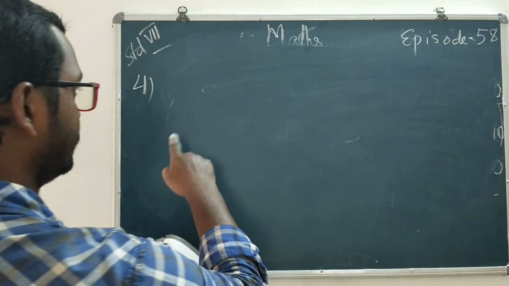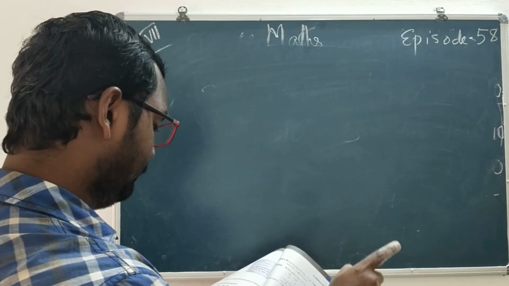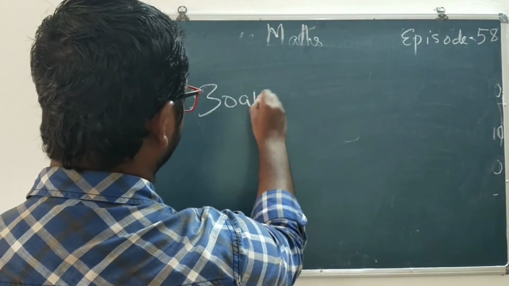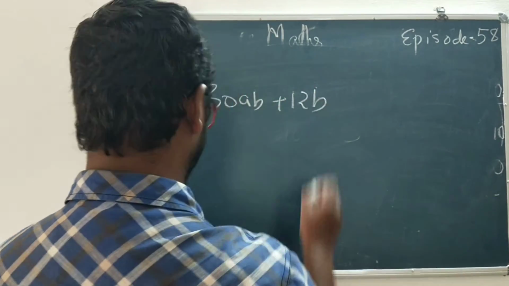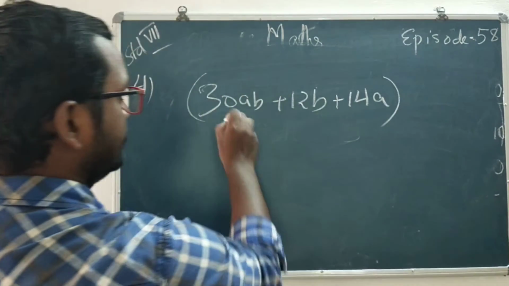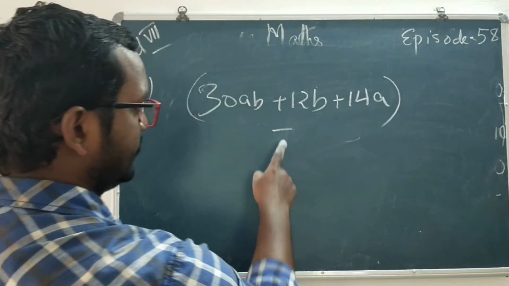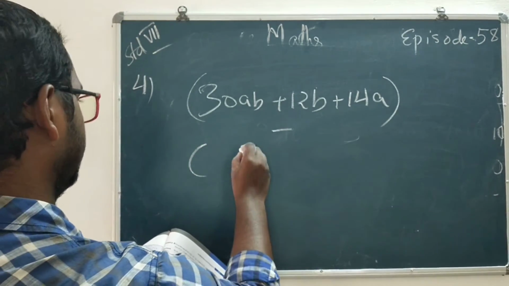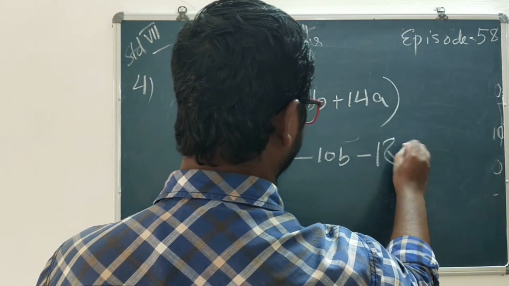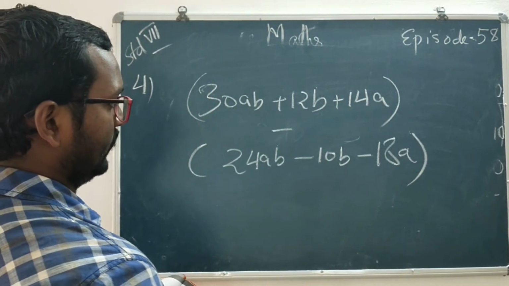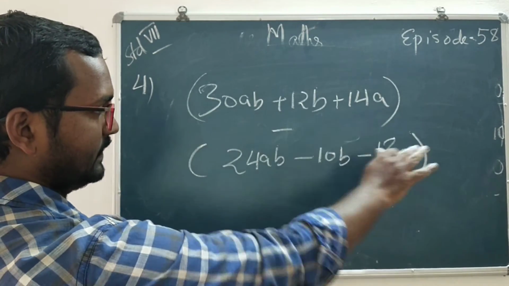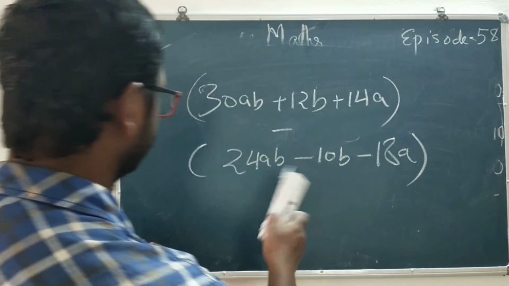It says very clearly: subtract 24ab minus 10b minus 18a from 30ab plus 12b plus 14a. So this 30ab plus 12b plus 14a has to be written first. Then consider them as one term, okay? Then you have to put the sign, which is minus, and then the next term, which is 24ab minus 10b minus 18a. Now remember this one thing: because of this one sign which is minus, if you write it in one single line, I can show you much better what happens here.